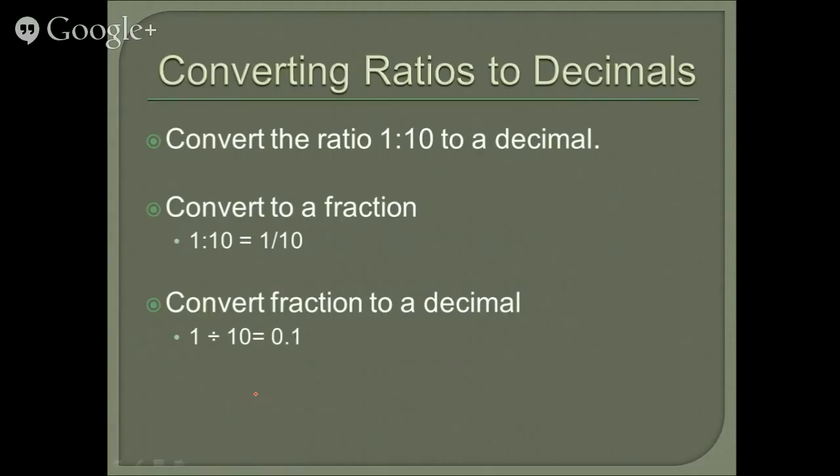And then how do we change that to a decimal? Divide. And we end up with 0.1. Remember, we need our leading zeros, not our trailing zeros.